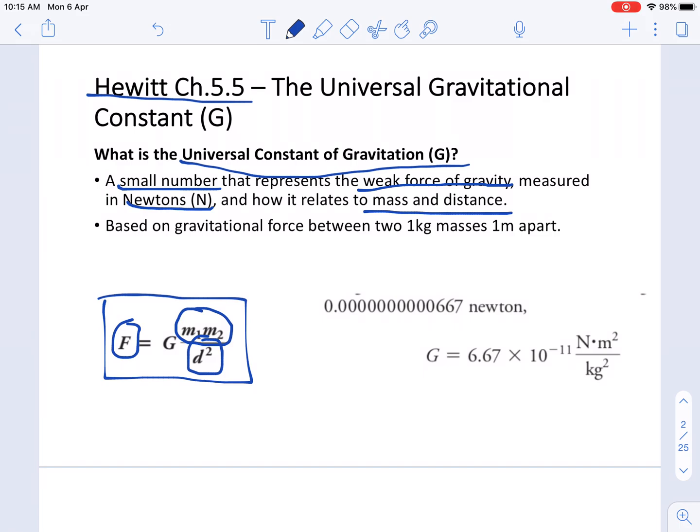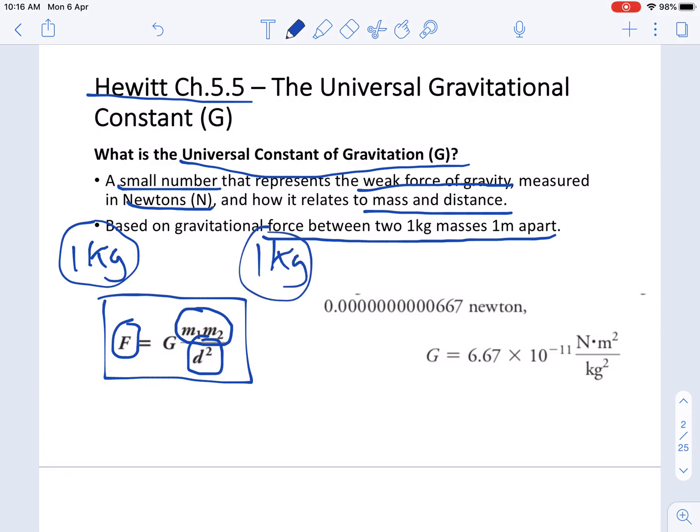They define the gravitational constant as being equal to the force between two 1 kilogram masses 1 meter apart. So imagine you had a 1 kilogram mass and a 1 kilogram mass exactly 1 meter apart. Sort of like in that simulation, but these are on a much smaller scale. What this means is that the gravitational force that these two masses would be exerting on each other would be equal to that very small number right there.